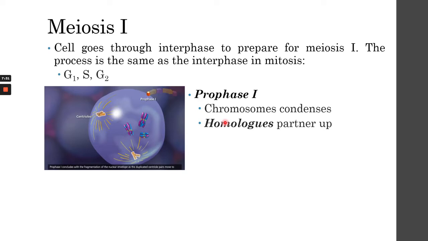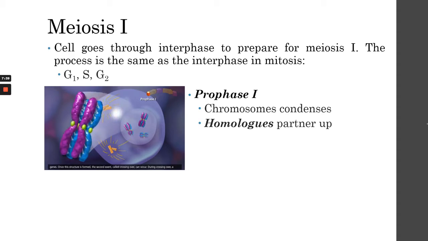So what is a homologous pair? Let's draw what a homologous pair is. You know that a cell contains 2N. So one cell contains 2N, and this means that there are two pairs of chromosomes.